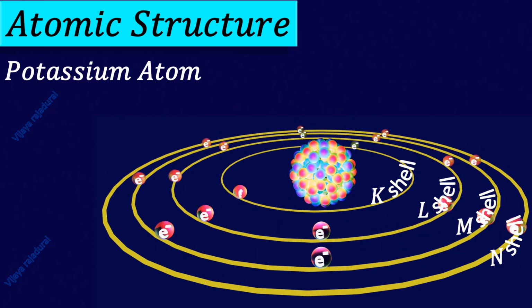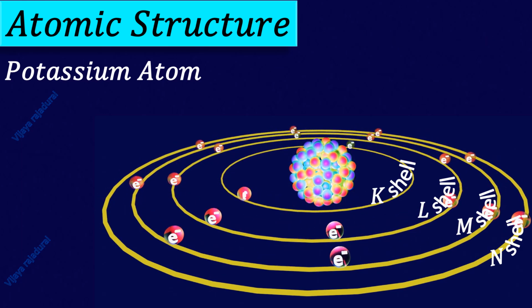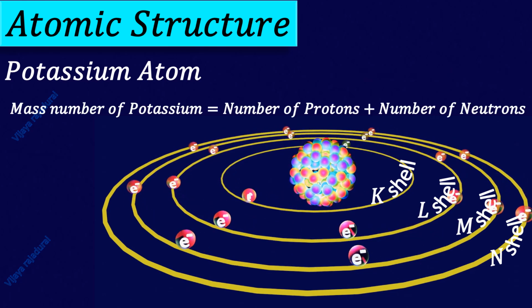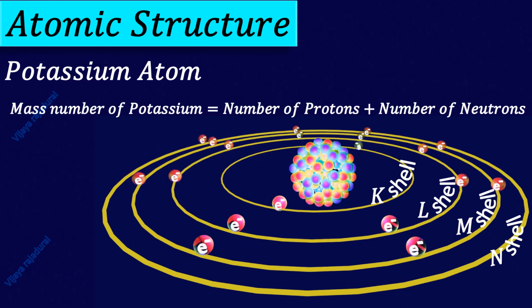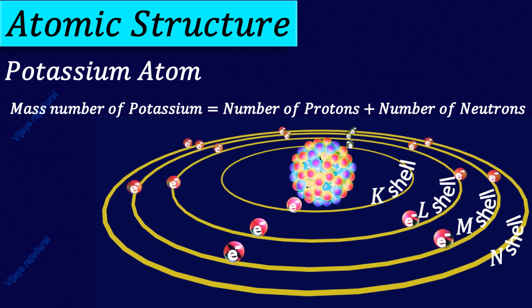We know that nucleus consists of protons and neutrons. In this atom, 19 protons and 20 neutrons are present. Using this number of protons and neutrons, we can calculate mass number of potassium.